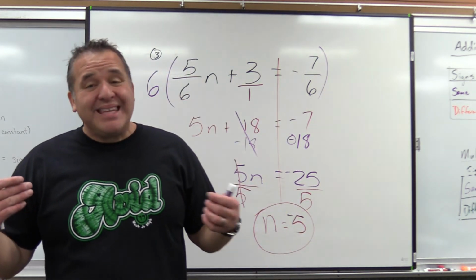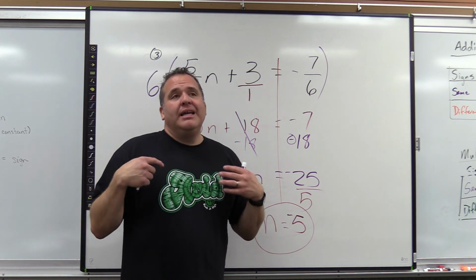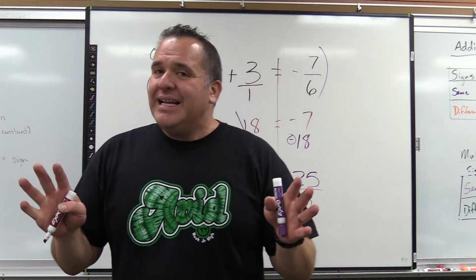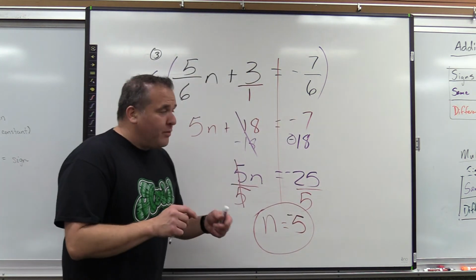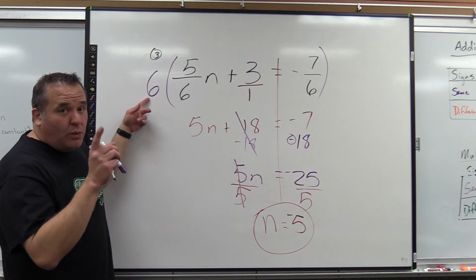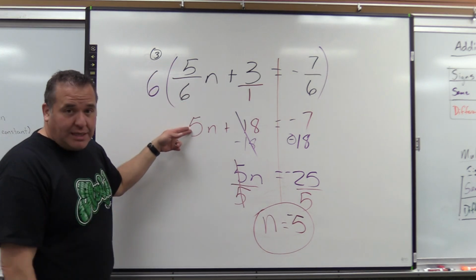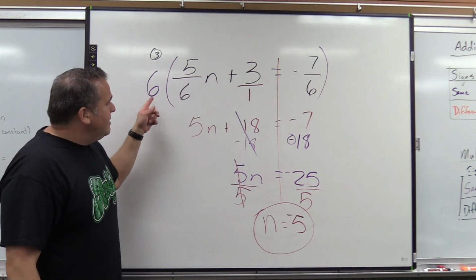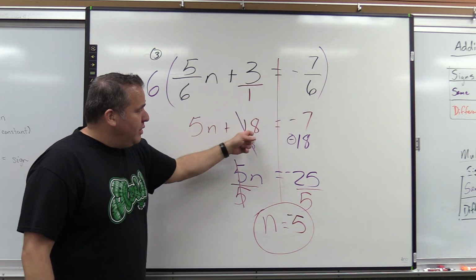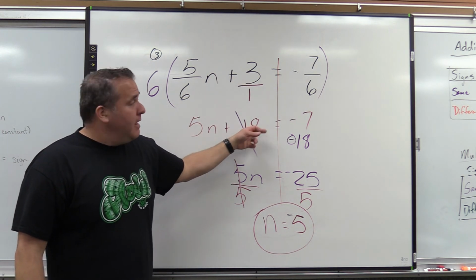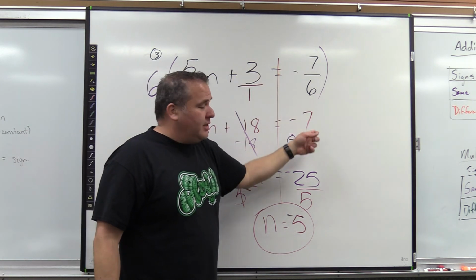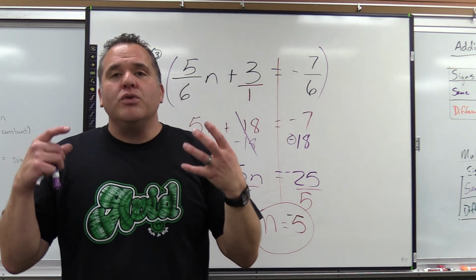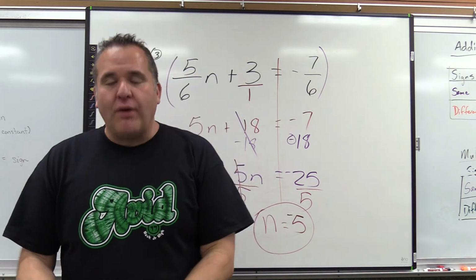Now, is this easy to do? It's not too hard as long as you remember the steps. Okay, now remember, 6 goes into 6 one time. 1 times 5 was 5. That's how we got that. 1 went into 6 6 times. 6 times 3 was 18. That's where we got that. And then 6 goes into 6 once, and 1 times -7 was -7. Okay, that is how you clear an equation of fractions.